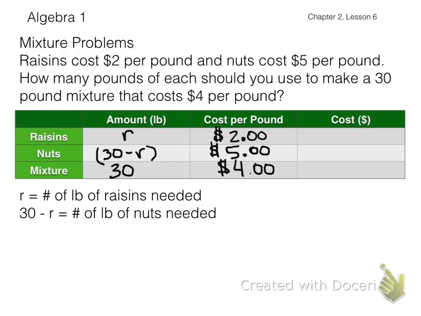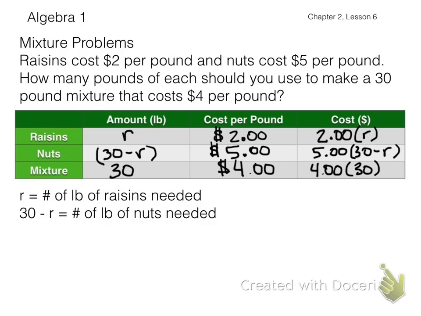Basically, I'm setting up this chart because it's going to get me what the cost is over here on the right, and that's what's most important. So the cost for raisins is going to be $2 per pound. If I have 2 pounds, it's going to cost me $4, because 2 times 2 is 4. So there we go. That's how it's going to go in there. And then the cost for the nuts is $5 per pound, but obviously we don't know how many pounds there are, but it is related to the number of raisins, because it's subtracting.